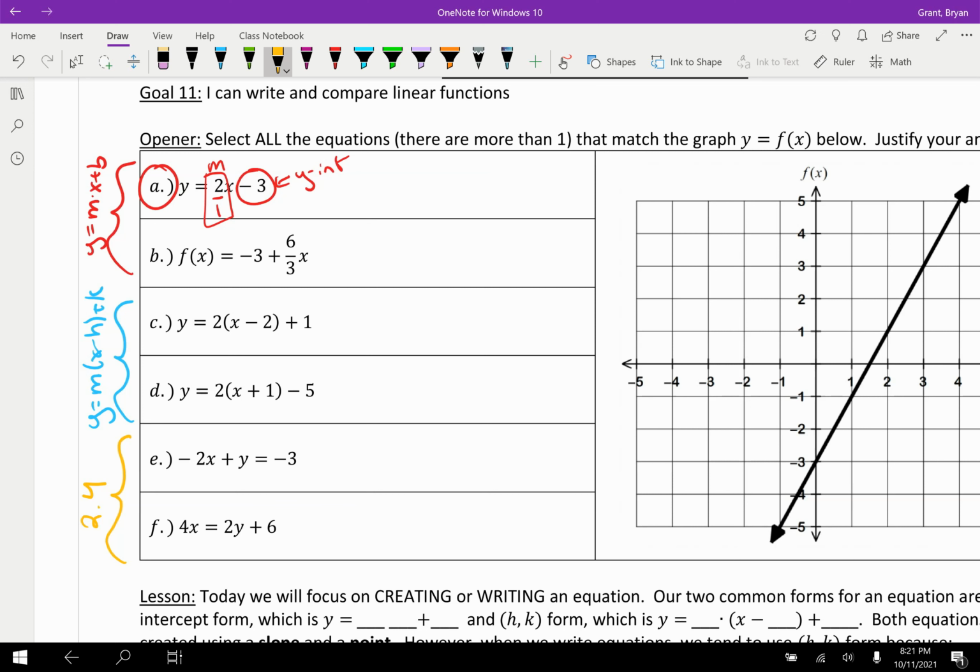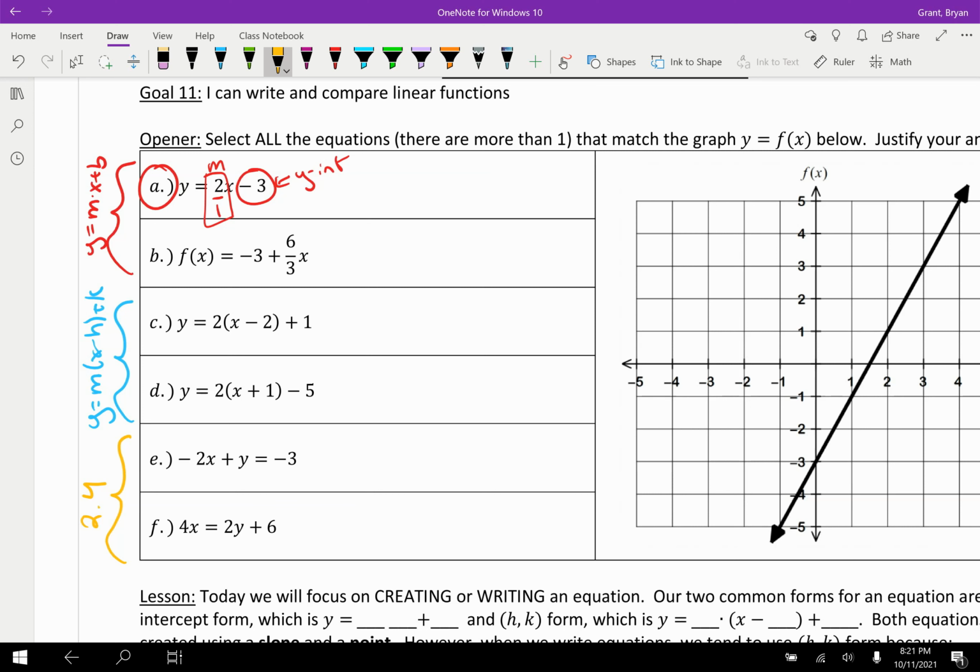So go ahead and pause this video, see which ones of these do match the graph, and then unpause to check your answers. Alright, welcome back. Well, it turns out that actually all of these match the graph. Now, if you were able to show work and prove that all of these do match the graph, then you can probably skip this section and move on to the lesson for today.